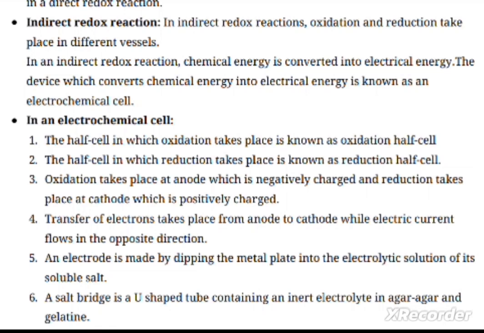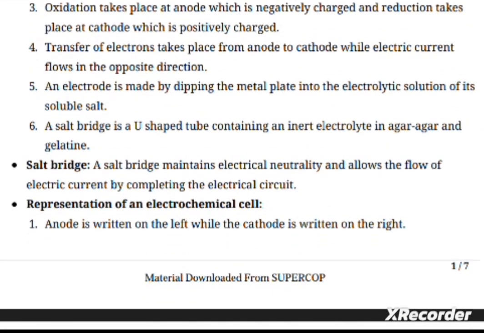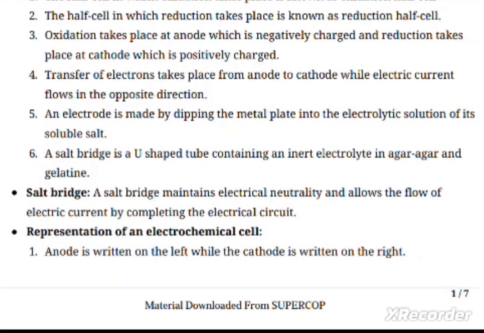Fifth, the electrode is made by dipping the metal into the electrolytic solution of its soluble salt. Sixth, a salt bridge is a U-shaped tube containing an inert electrolyte in agar-agar gelatin. A salt bridge maintains electrical neutrality and allows the flow of electric current by completing the electrical circuit. Representation of an electrochemical cell.